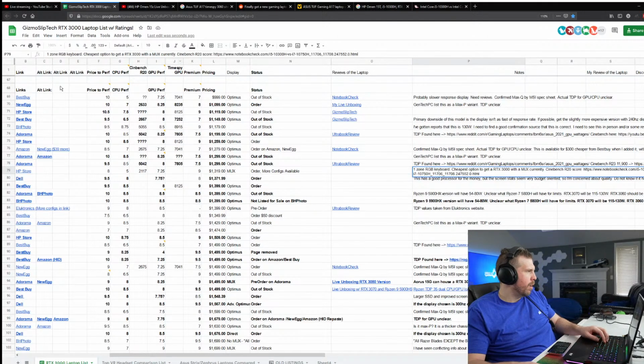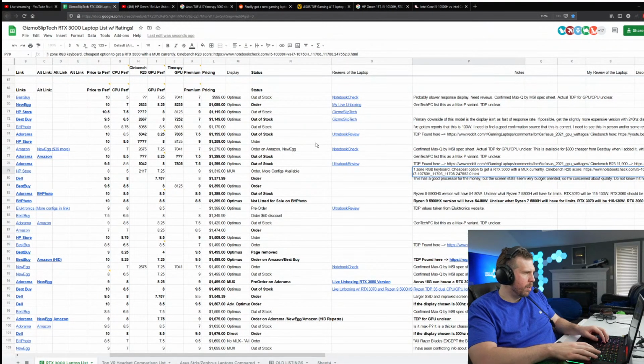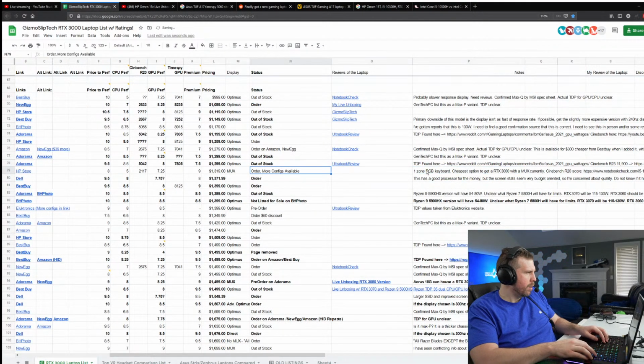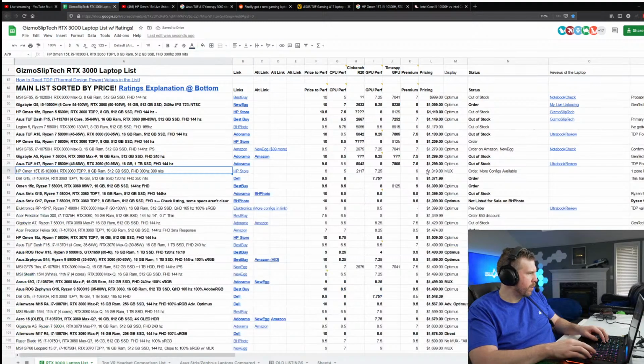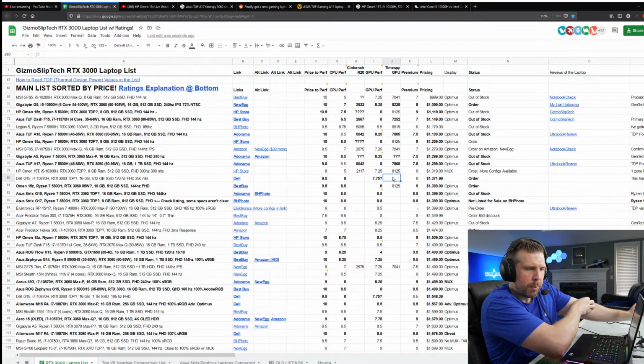Score. All right, and then the GPU should be the exact same GPU performance from this one, right? So the 15T and the 15Z should have the same TDPs.